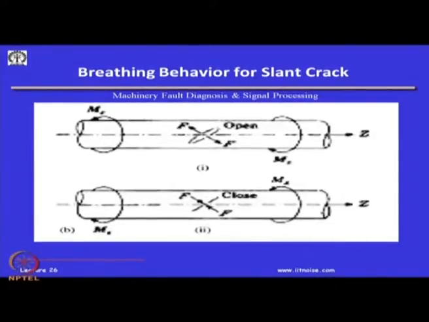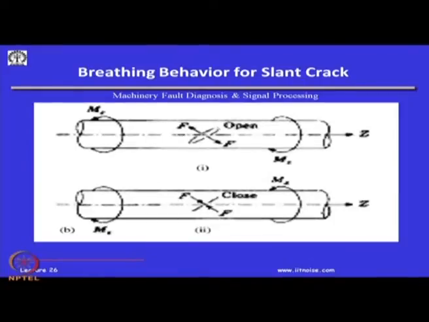Now, let us see what happens in the case of the breathing behavior for a slant crack. Here, I am subjecting them to a torsional loading, and the cracks have occurred in the 45-degree axis. So, cracks will once open and once close. This is also the breathing behavior of a crack, but it is slant.